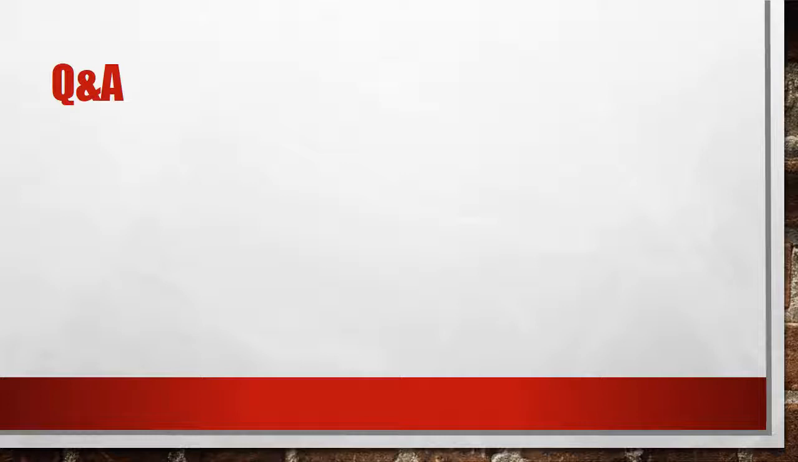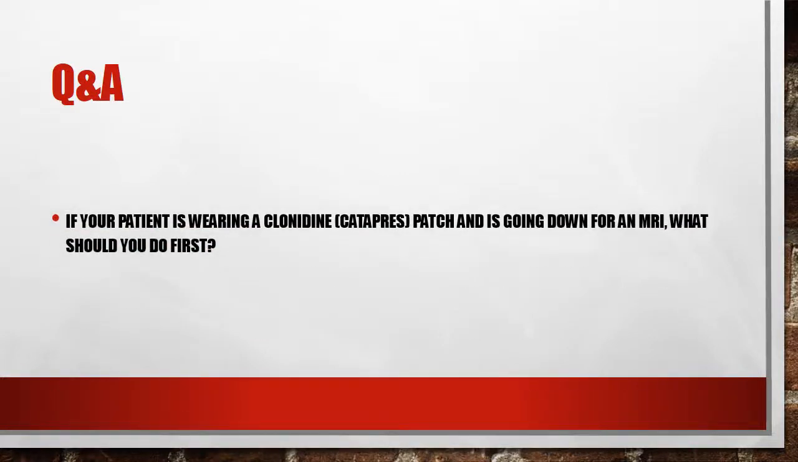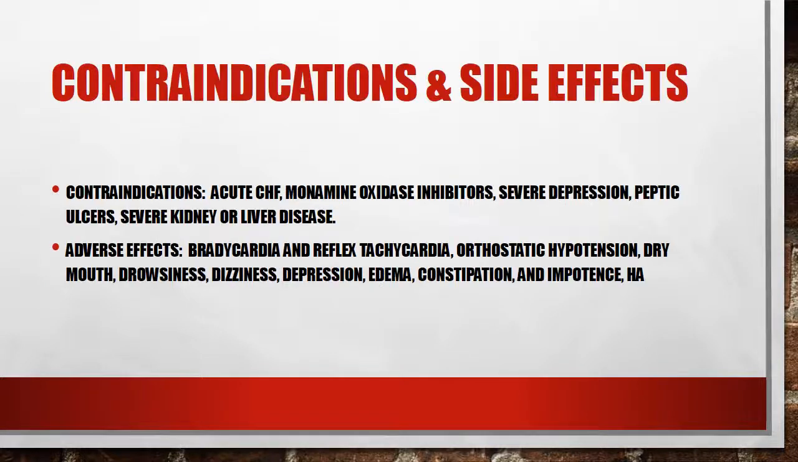I wanted to give you a critical thinking question from when we were in class. I don't think it's hard, but if your patient is wearing a clonidine or a Catapres patch and is going down for an MRI, what should you do first? What you should know is that a lot of these patches are made of metal. Not just clonidine and Catapres, but even Nicoderm, nicotine patches, fentanyl patches. A lot of the patches have metal in them, so make sure you're taking off patches before people go down to their MRI so that they don't have problems in the MRI machine. That'd be good. No, it won't rip their arm off.